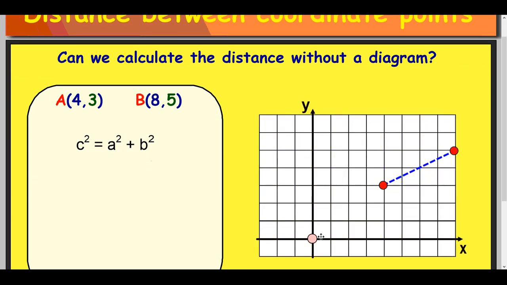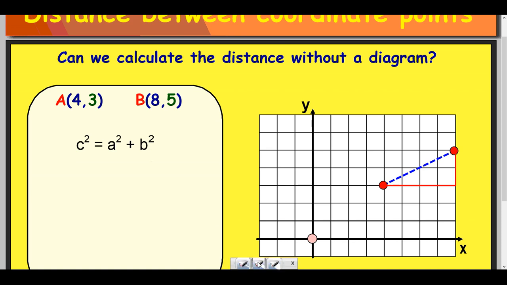Okay, so the first point, (4, 3), is 4 along and 3 up. Next point, 8 along and 5 up. Now that you have that, you can easily create a wee triangle, and then we can use our technique of Pythagoras to work out how long the blue line is. So along the way you would have four boxes, and up and down you would have two.